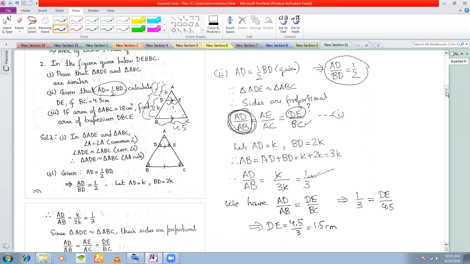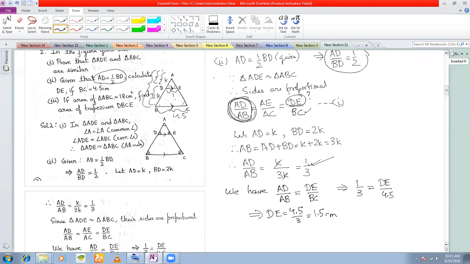Next question is, if the area of triangle ABC is 18 centimeters square, that means the area of the bigger triangle, this triangle, is given to me as 18 centimeters squared. Find the area of trapezium DBCE. You need to find the area of this trapezium.